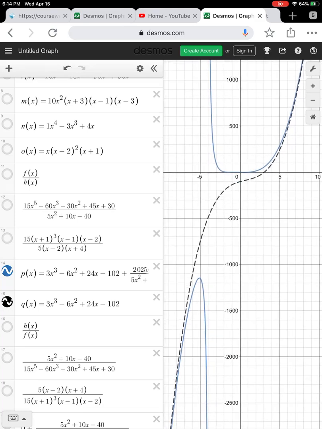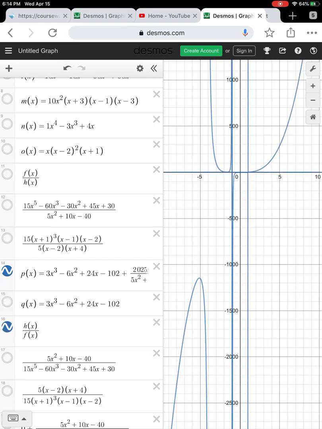What happens now if we put the 5x squared plus 10x minus 40 on the top, and the 15x to the 5 minus 60x cubed minus 30x squared plus 45x plus 30 on the bottom? So instead of f of x over h of x, we have h of x over f of x. So let's check out this new graph and see what it looks like.